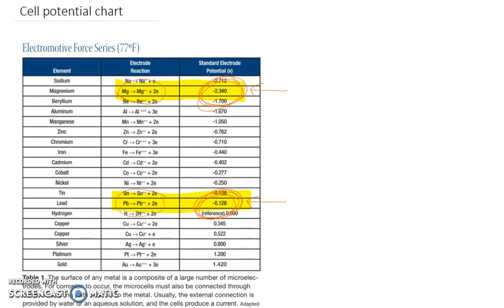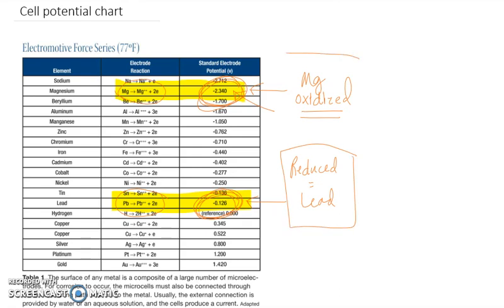And if you look at the two values, we've got negative 0.126 for lead and negative 2.340 for magnesium. And the more positive is going to be the one that is favorable as far as reduction. And so the more positive of the two is actually the lead. So the lead is going to be reduced, and that means that the magnesium is going to be oxidized. And just a quick reminder, when we write that oxidation, the standard electrode potential, the EMF, is going to be flipped as far as the sign is concerned because we're flipping the reaction. So again, we know that the lead is reduced and then the magnesium is going to be oxidized.